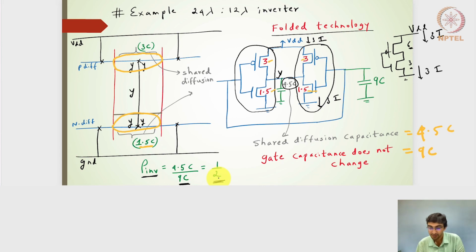Now this forms a very important aspect. This particular rho inverter will be included in our repeaters, especially in the delay part, to estimate the delay as well as the energy. We will see this particular rho inverter, which could be 0.5 or it could be 1, depending on what kind of design technology we'll be using.